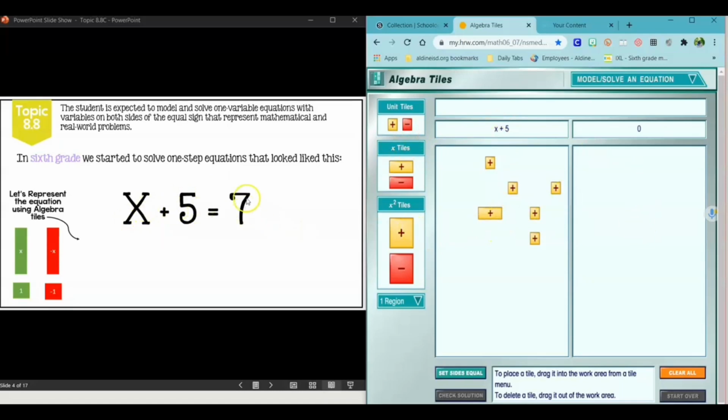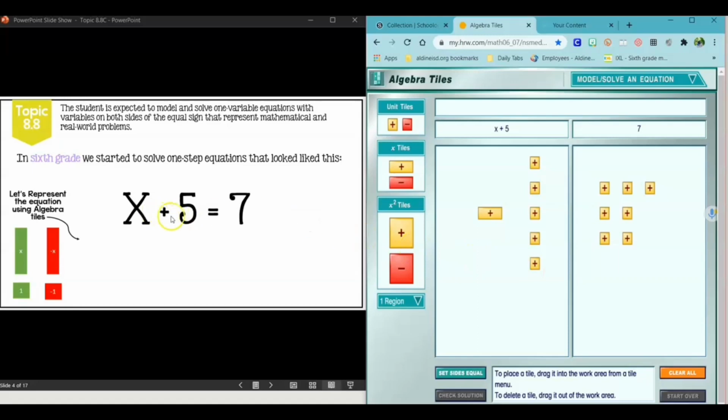On the right side, I need to represent this 7. So I'm just going to add the positives, and I'm going to make sure that I have 7. All right, 2 more. So I have 7, which matches 7. Now I can actually solve. Again, our goal is to get this x value by itself to figure out what it's representing. So I need to get rid of these +5s. In order to do so, I'm going to do the inverse operation, or the opposite.